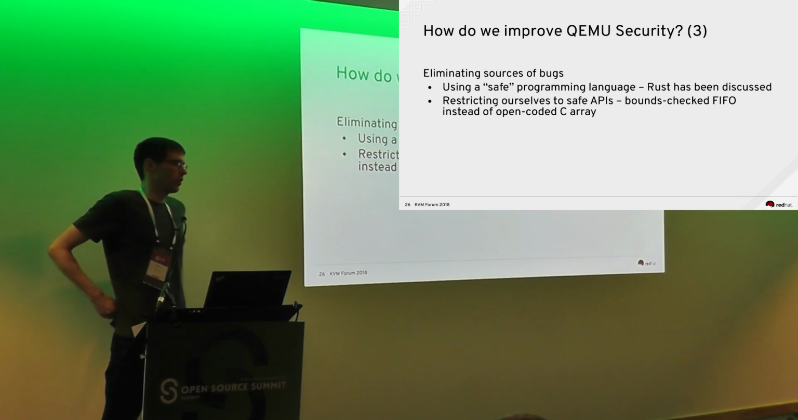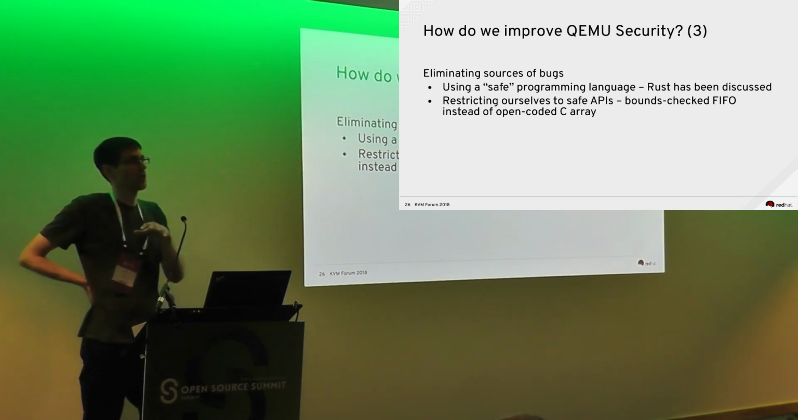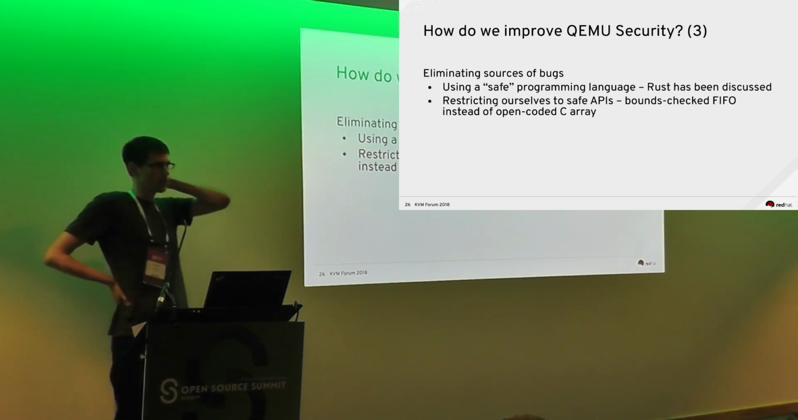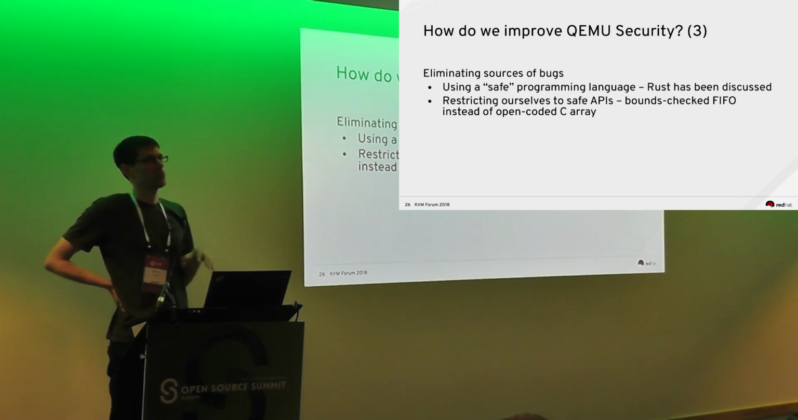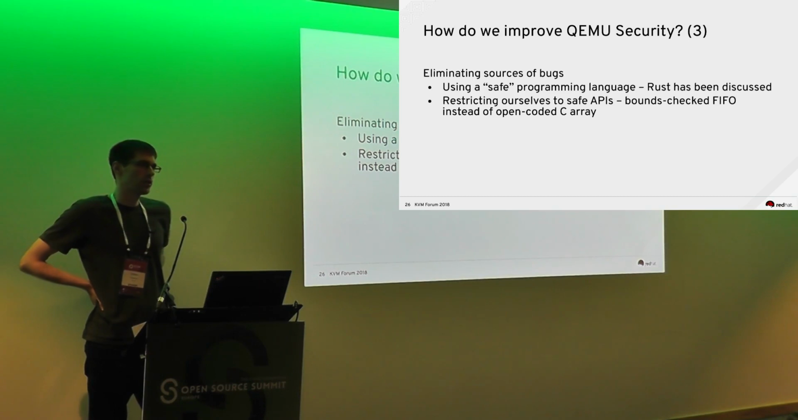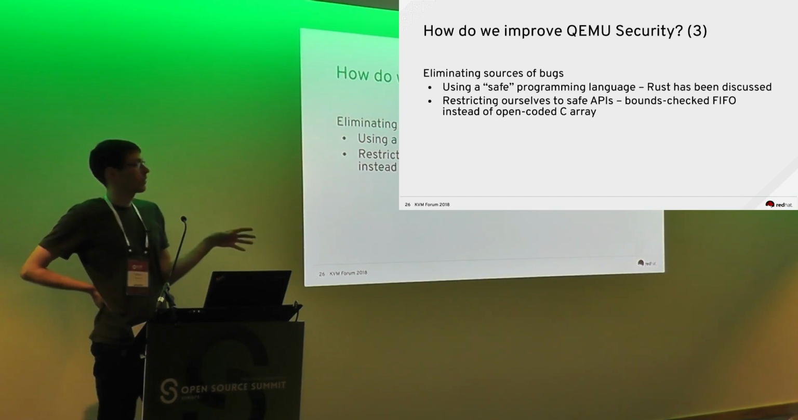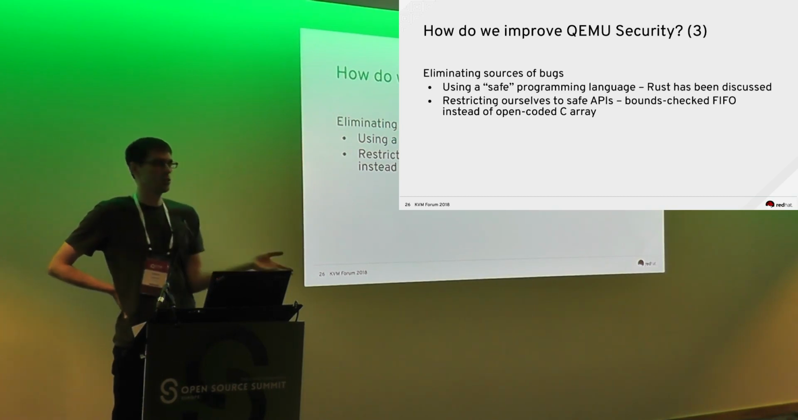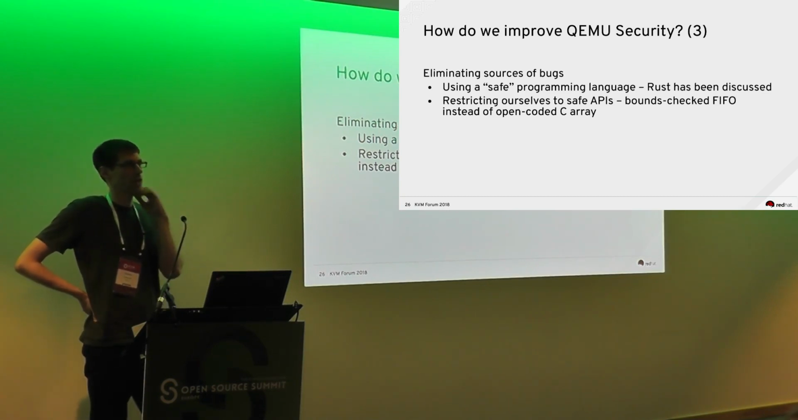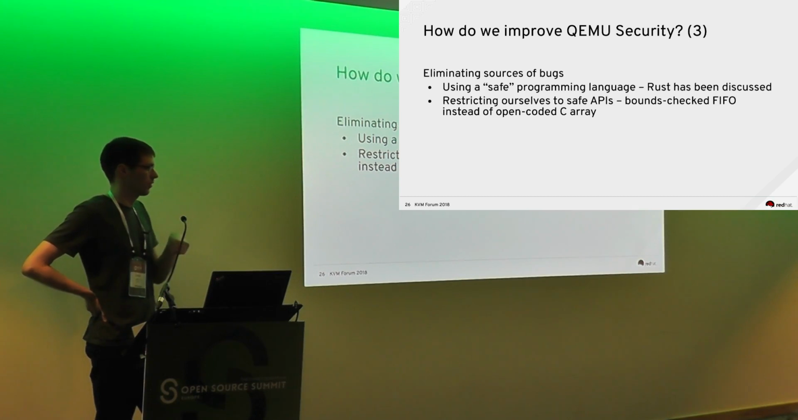One thing that always gets discussed is using a safe, or safer, programming language that eliminates some of these bugs. Rust is the one that's been most seriously discussed because it seems to have most of the qualities that we want. The challenge there is that we have a large code base, over 1 million lines of code, and so that's not going to migrate to a new language right away.